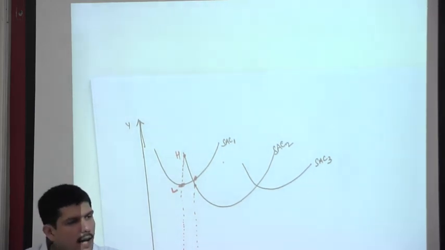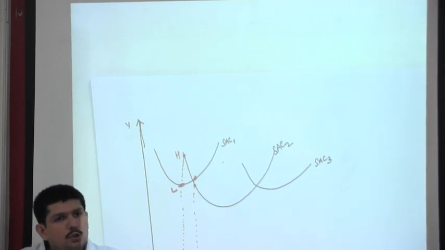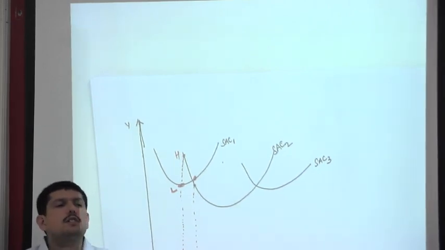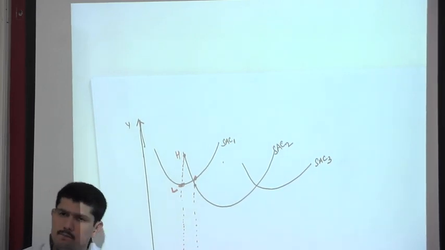But in the long run, do I have the liberty to do this? Yes. So what will a producer do? A producer will draw different short-run average cost curves and he will try to choose that particular short-run cost curve where he can make the optimal amount of production at the minimum cost, right?